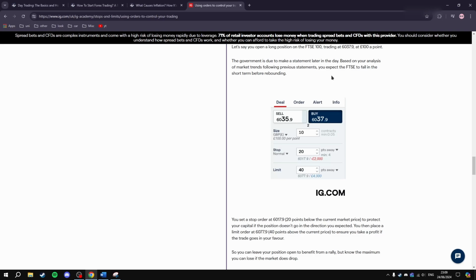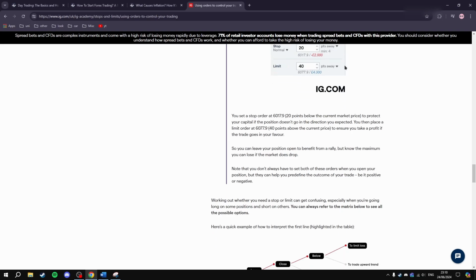So you're hoping for it to go up in the long run, but you know that it's probably going to fall in the short term before going up. So you set a stop order at 20 points below the current market price to protect your capital if the position doesn't actually go up in the end. You then place a limit order at 6077.9, 40 points above the current market price, to ensure you take a profit if the trade does go in your favour.